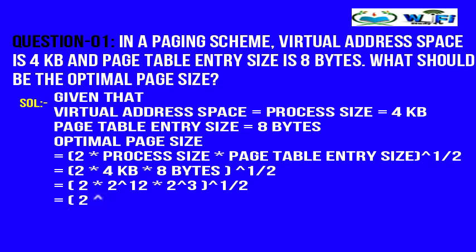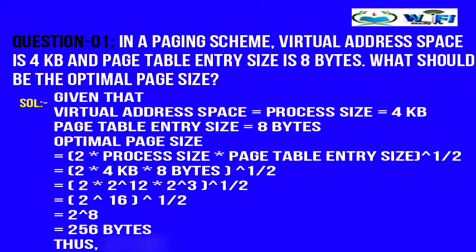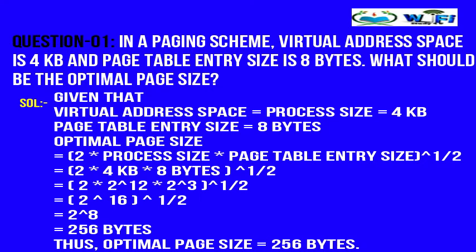We have powers 1, 12 and 3; adding all the powers gives 2 to the power 16, all over power 1 by 2. It means the square root of 2 to the power 16 comes out as 2 to the power 8. 2 to the power 8 means 256 byte. Thus optimal page size equals 256 byte. Answer.